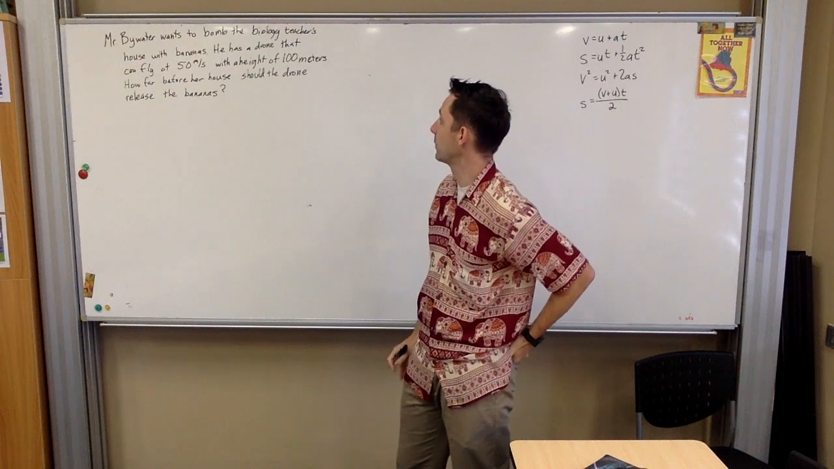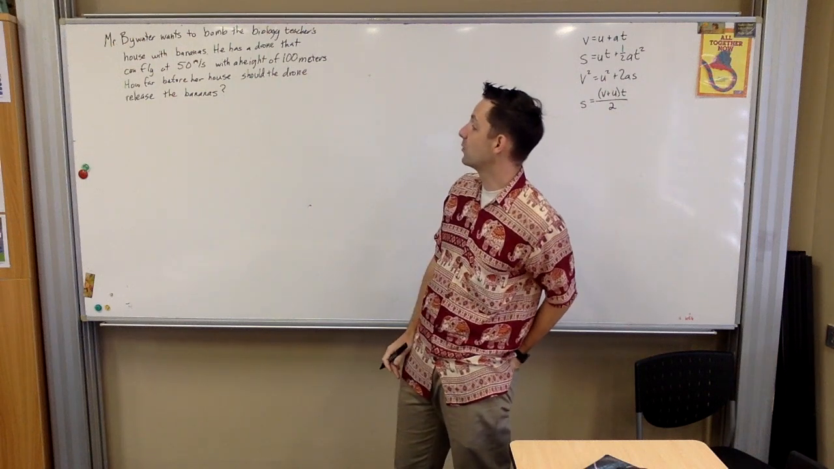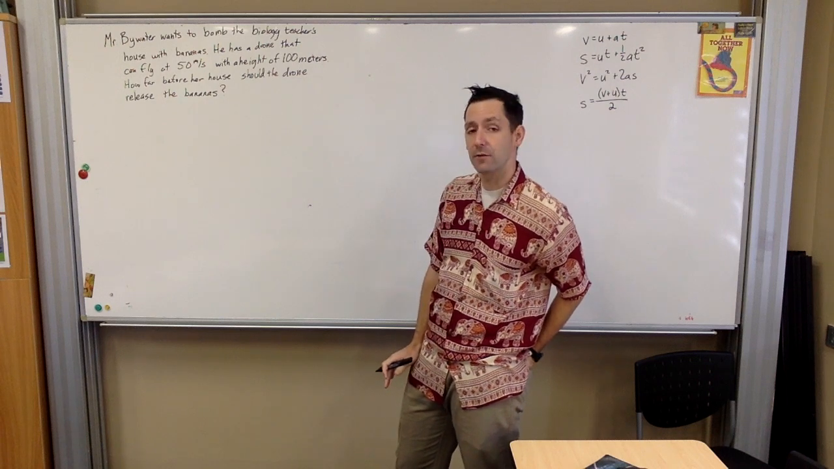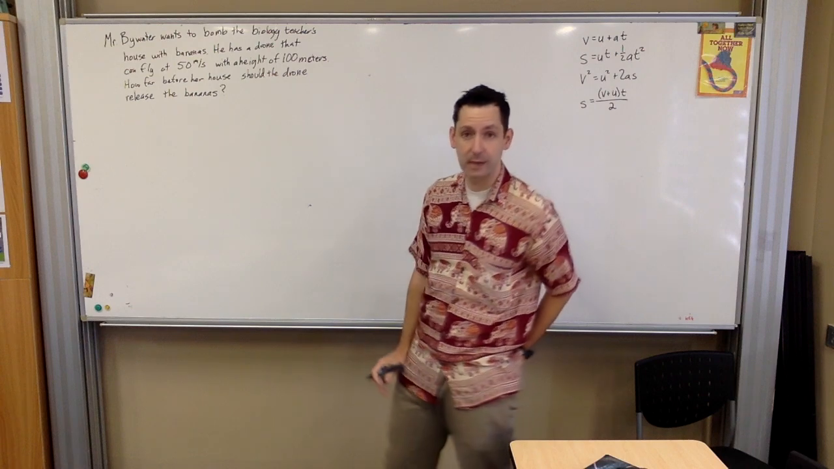Mr. Bywater wants to bomb the biology teacher's house with bananas. Yep, sounds like me. He has a drone that can fly at 50 meters a second at a height of 100 meters. How far before her house should the drone release the bananas?